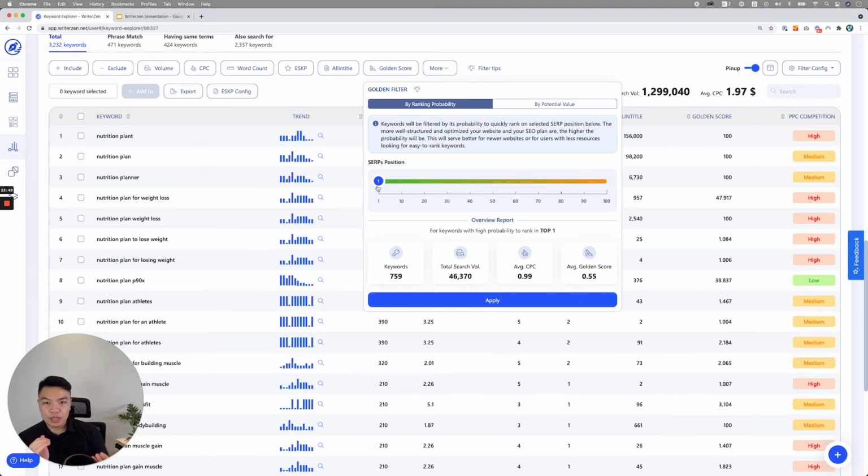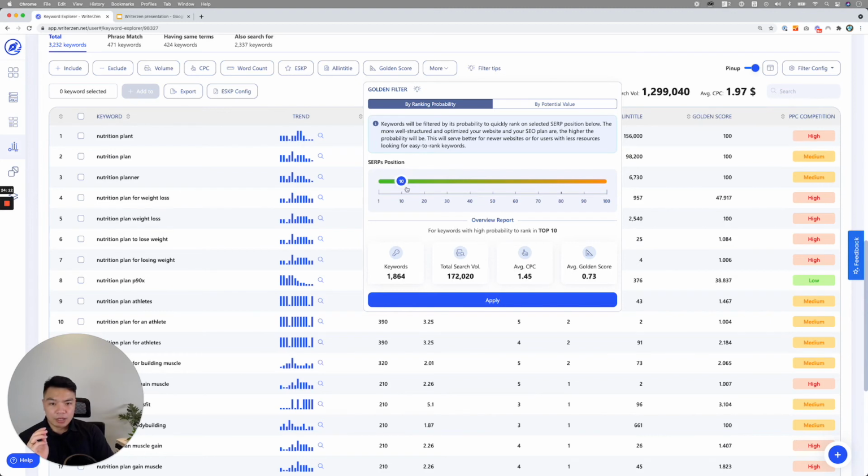So this fits very well with newer SEO. If you are a newly owned website person, you want to look for opportunity keywords, you want to look for Candyland keywords so that you can quickly rank those and get that organic traffic in for your website. Ranking probability is the fastest way to get those, right? And over here, you just scroll this, and as you scroll here, we have an overview report right away for you to see.